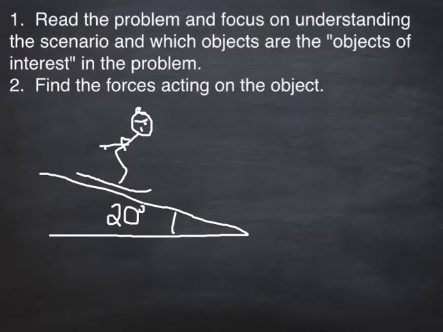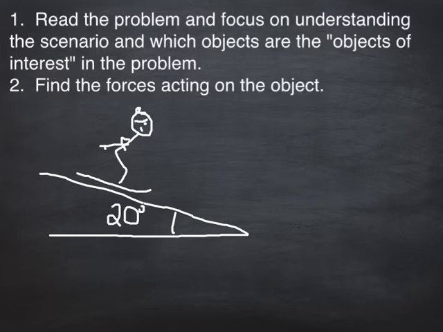The first two steps of this method are to read the problem and focus on understanding the scenario and which objects are the objects of interest in the problem, and then to find the forces acting on the object. Well, I've already drawn a little sketch of how I visualize the scenario. Here is the skier. The slope is 20 degrees.